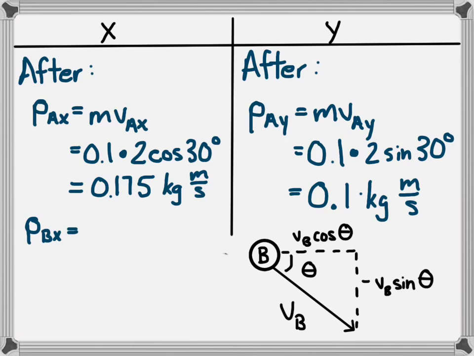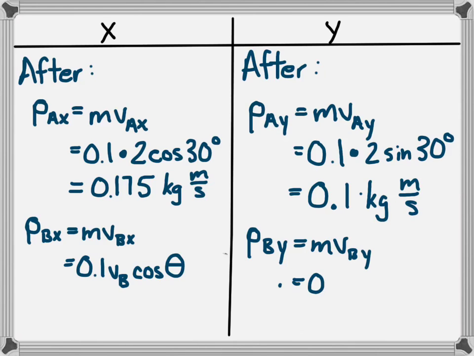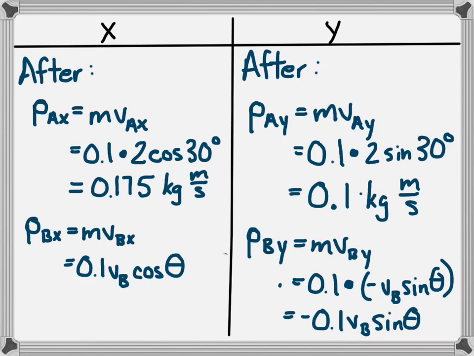And so the momentum of puck B in the x direction is just the mass times the velocity in the x direction, which is this. And I can do the same thing for the momentum of puck B in the y direction. So I'm going to multiply mass times this component. And I'm going to get this. All right, so I've split up the momentum into its components after the collision as well.